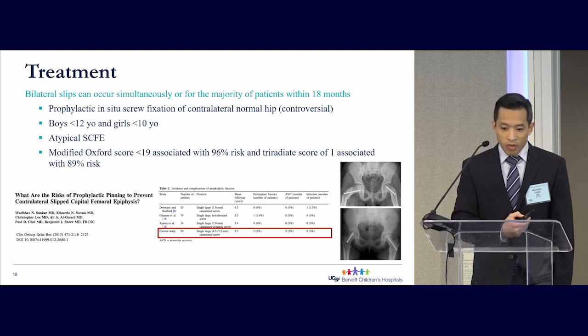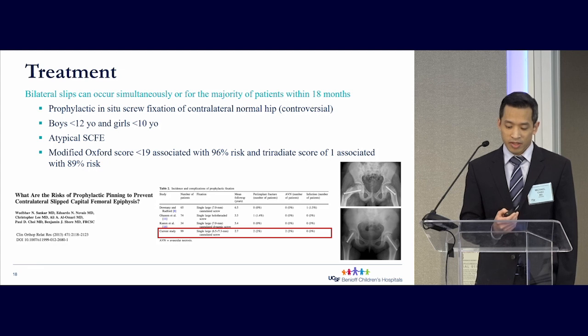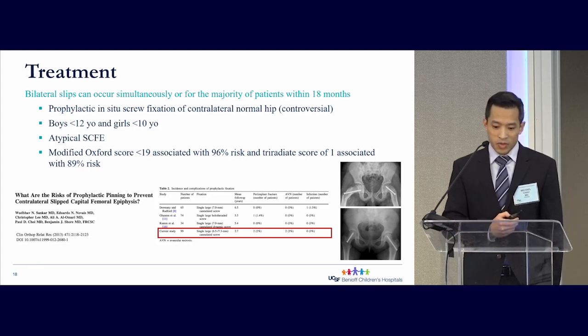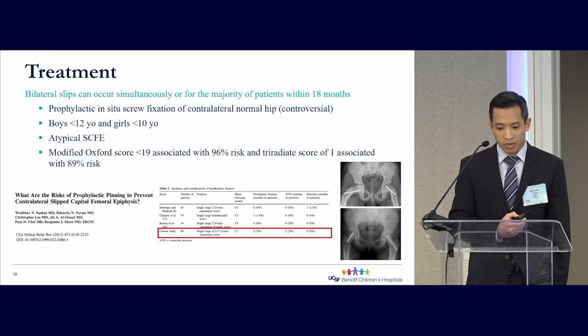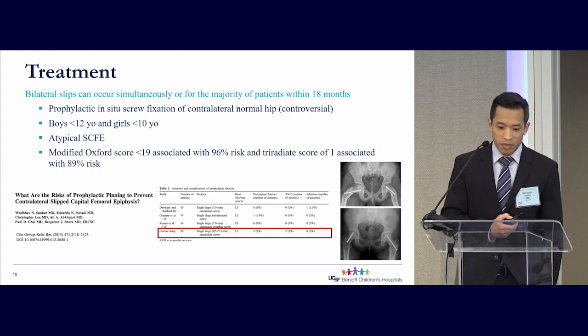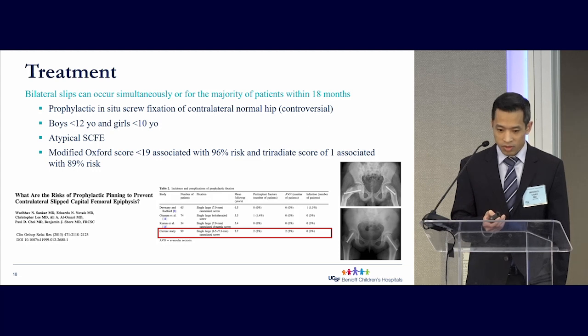So contralateral pinning, or screw fixation rather, is not in and of itself a benign procedure. A multi-center study has demonstrated a 2% risk of peri-implant fracture, as well as a 2% risk of AVN. So this should be considered and discussed with families before making this decision to fix the contralateral side.